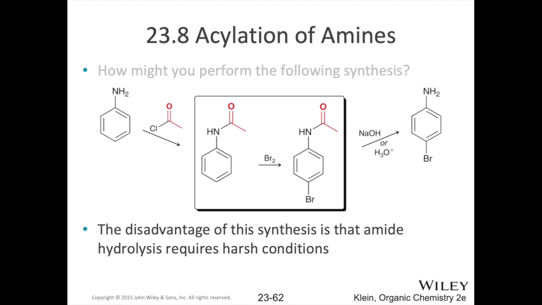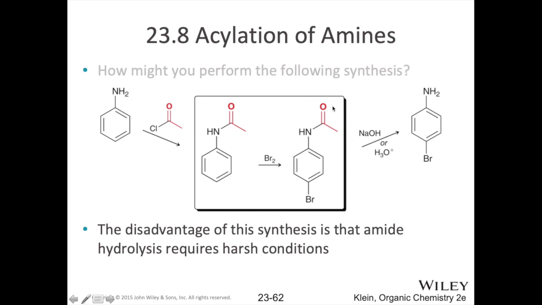So one way to do this, to make that amine less electron donating, less activating, is to first convert it into this corresponding amide. So we add on this acyl group using our acid chloride, and then we do our bromination, right? It's still ortho-para-directing, so that bromine still winds up in that position.